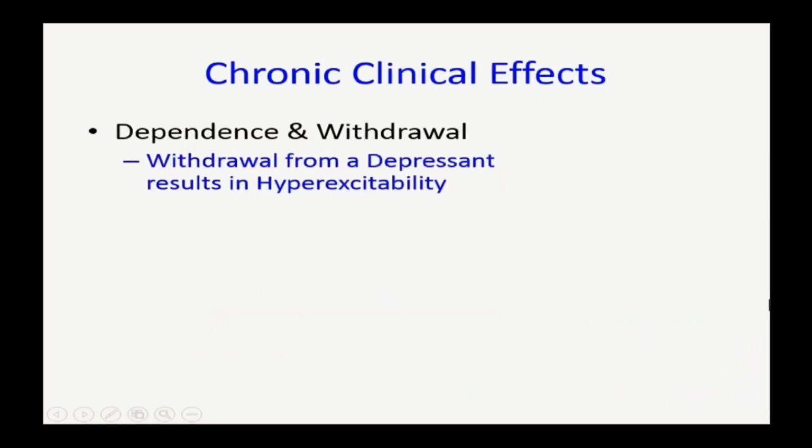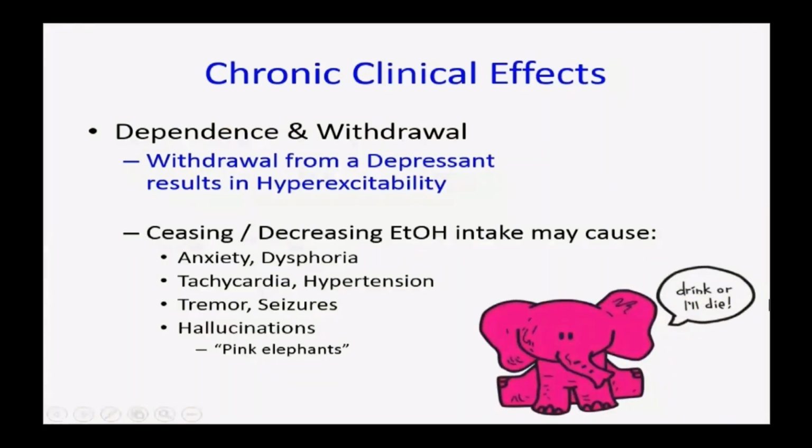With regard to dependence and withdrawal, ethanol is a CNS depressant. It makes sense that withdrawal from it will result in a hyperexcitable state. So ceasing or decreasing ethanol can cause anxiety, you feel bad, tachycardia, hypertension, you can get tremulous from it, or you can have seizures, and then also you can have hallucinations. They tend to be visual hallucinations only, and the classic thing that people can see is pink elephants. So it's interesting that this pink elephant says, drink or I'll die. Really what he needs to say is, drink and then stop drinking, or I'll die.